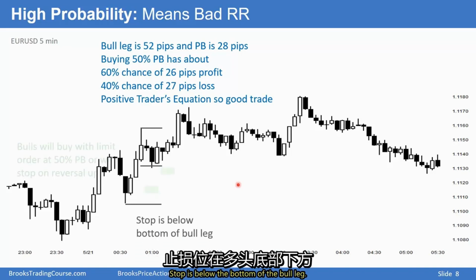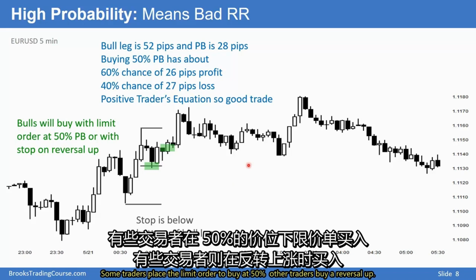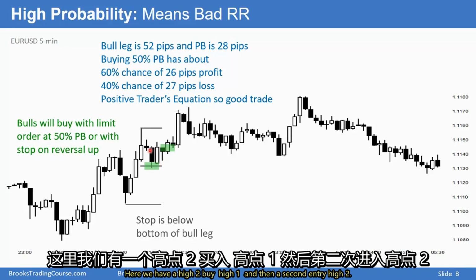Stop is below the bottom of the bull leg. Some traders place the limit order to buy at 50%. Other traders buy a reversal up. Here we have a high 2 buy: high 1, and then a second entry, high 2.